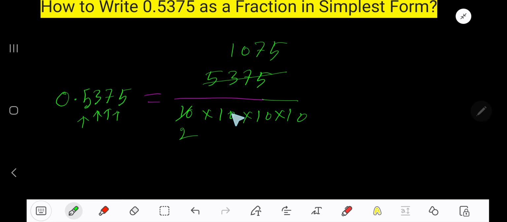Again, this is divisible by 5 and this is divisible by 5. I'll get 2 here, and what will I get here? 5 goes into 10 2 times, 2 times 5 is 10, then bring down this 7, 5 goes into 7 1 time, subtract, 2, bring down 5, 25, 5 goes into 25 5 times, so we get 215. Again, this is divisible by 5, and this is divisible by 5. I will get 2, and 5 goes into 21 4 times, and we get 43.